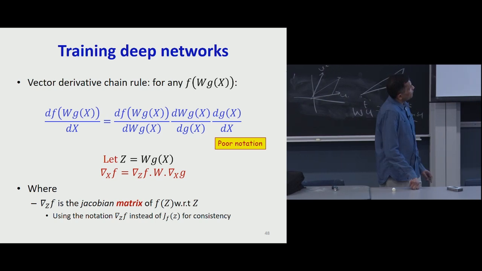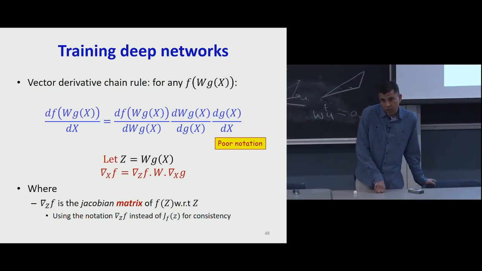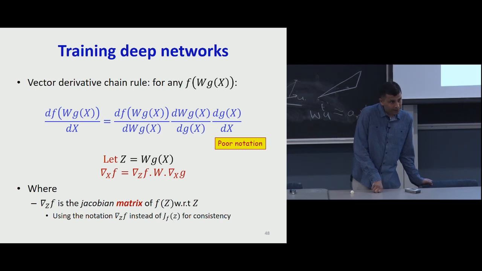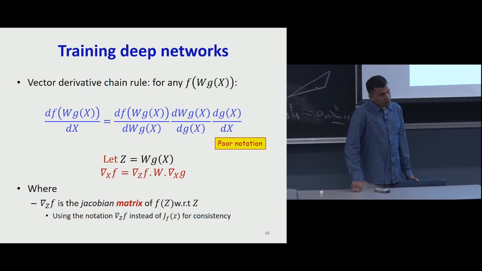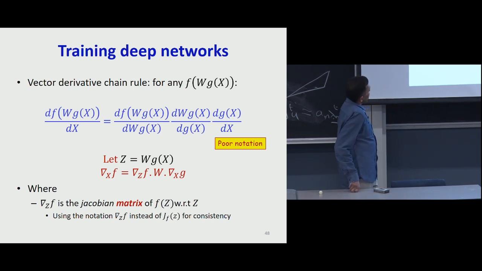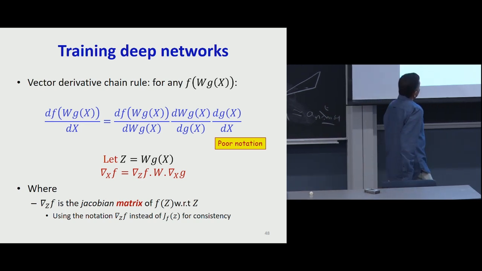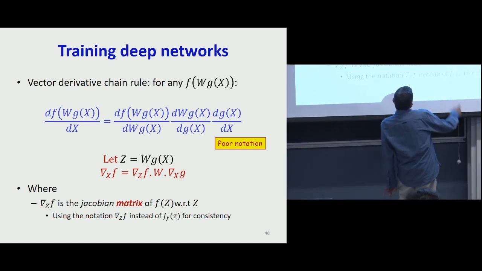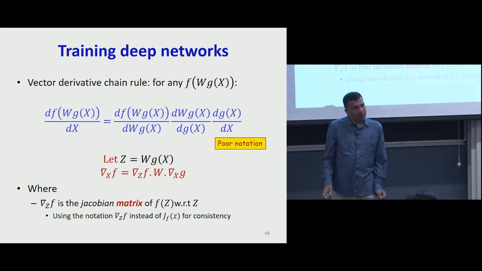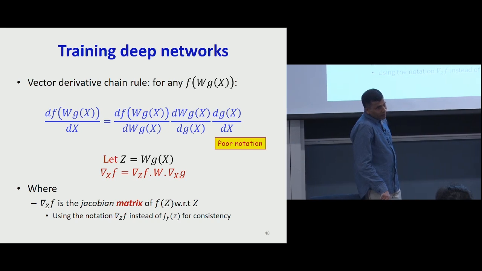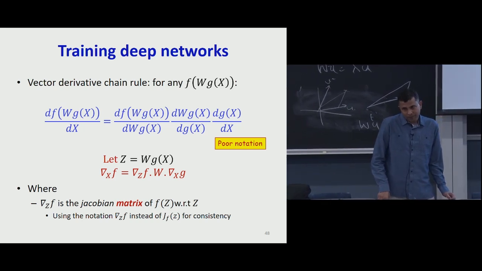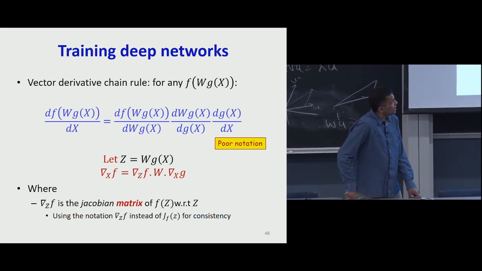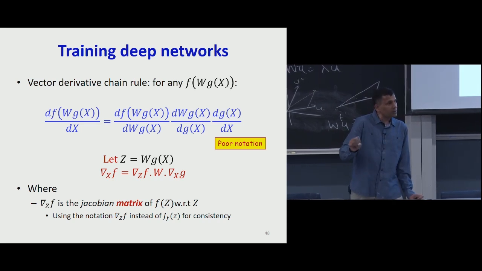But if I have the derivative of a function f of w times g of x with respect to x, the chain rule says that's simply going to be the derivative of f with respect to wg, times the derivative of wg with respect to g, times the derivative of g with respect to x. In other words, the gradient of f with respect to x is the gradient of f with respect to z, where z is simply w times g, times the gradient of w times g with respect to g, times the gradient of g with respect to x. This is just the chain rule. We've seen it many, many times.